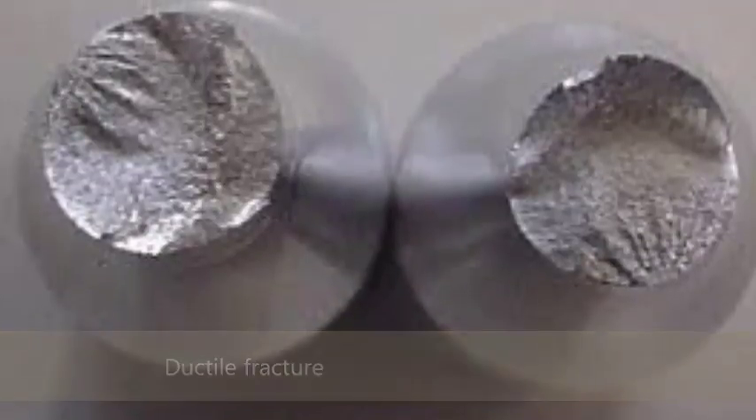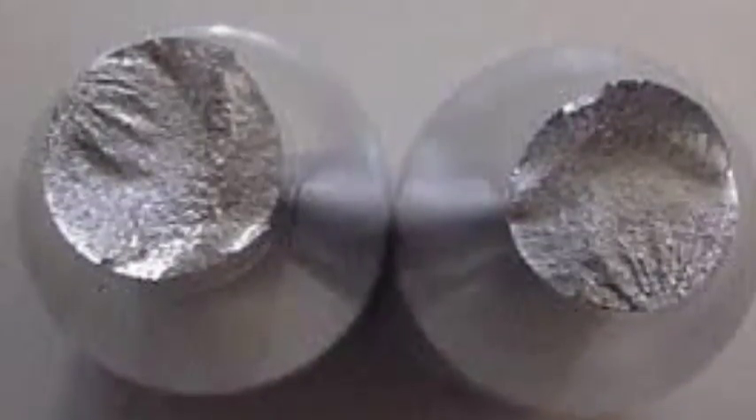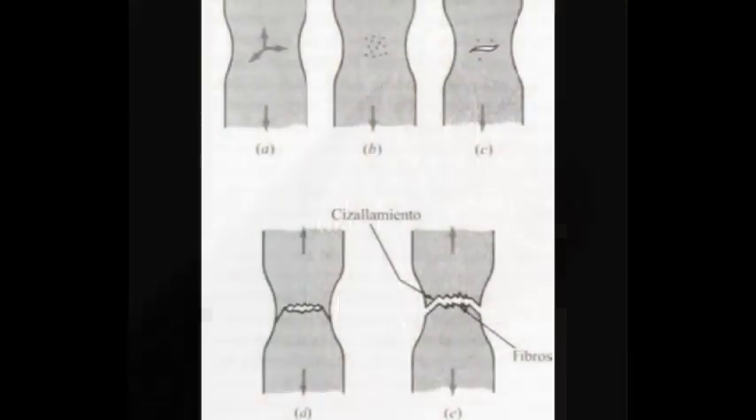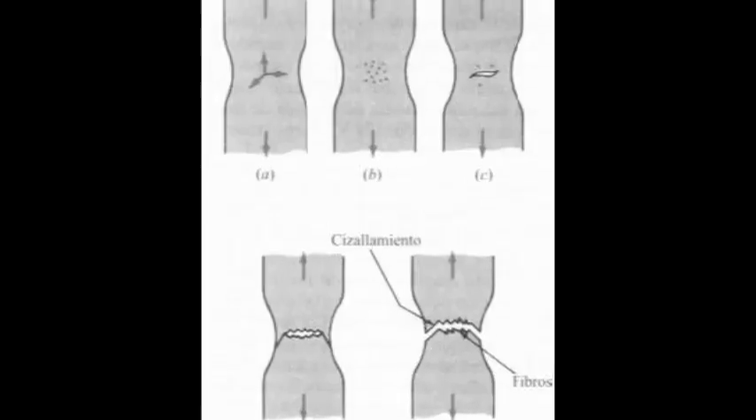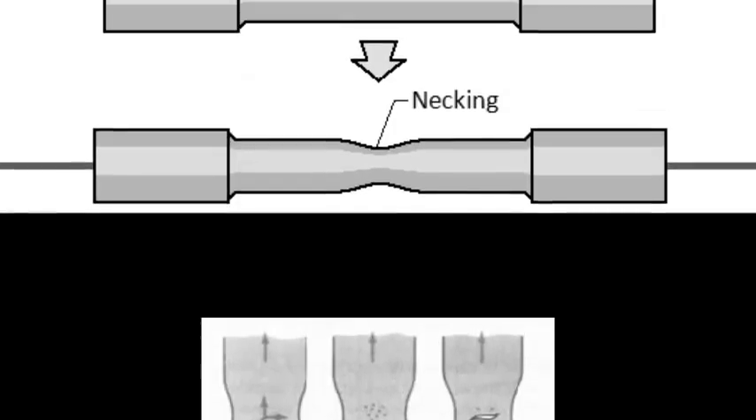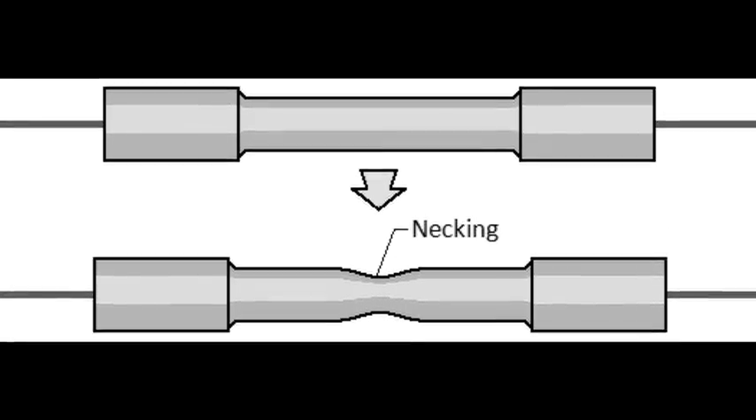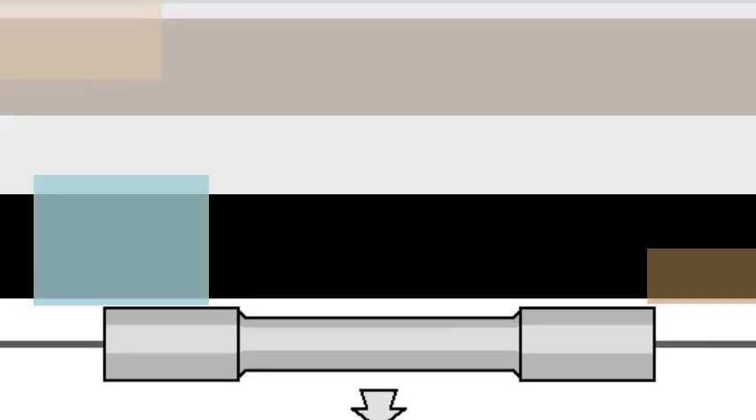A ductile fracture occurs after a material has been subjected to excessive plastic deformation. This fracture has the following characteristics: necking, material elongation, permanent plastic deformation, and reduction of cross-sectional area.